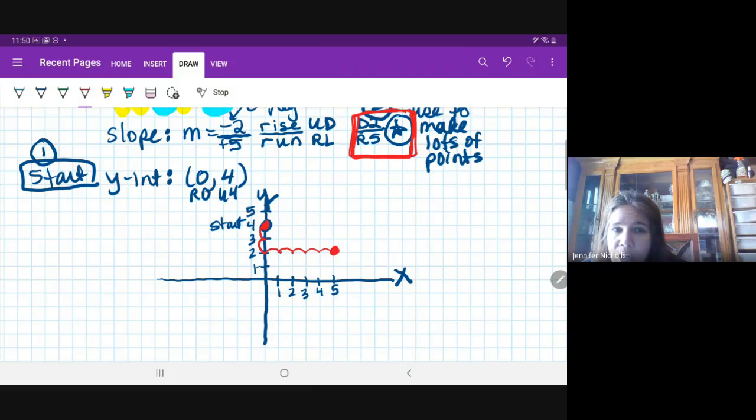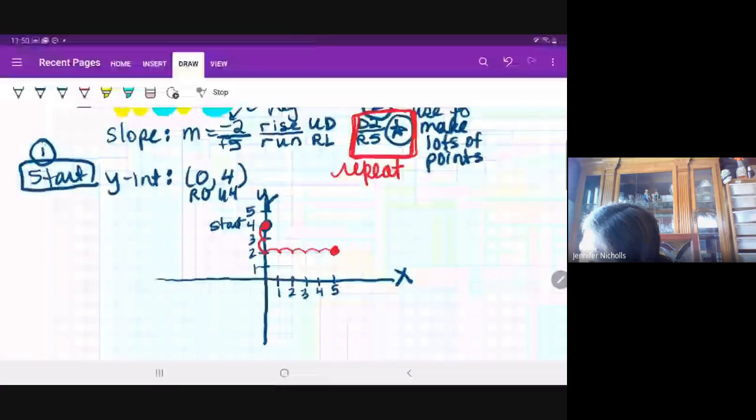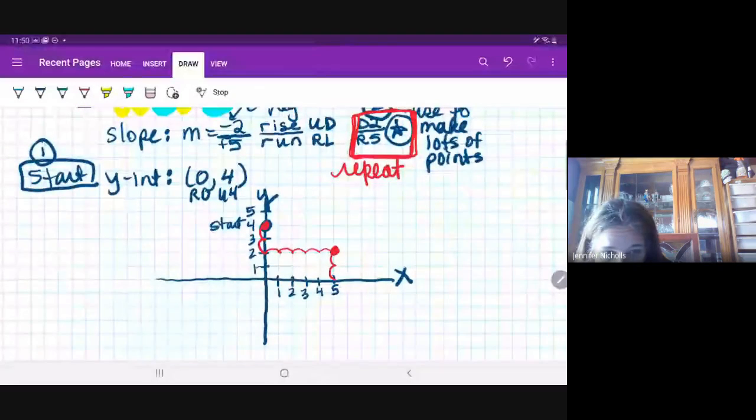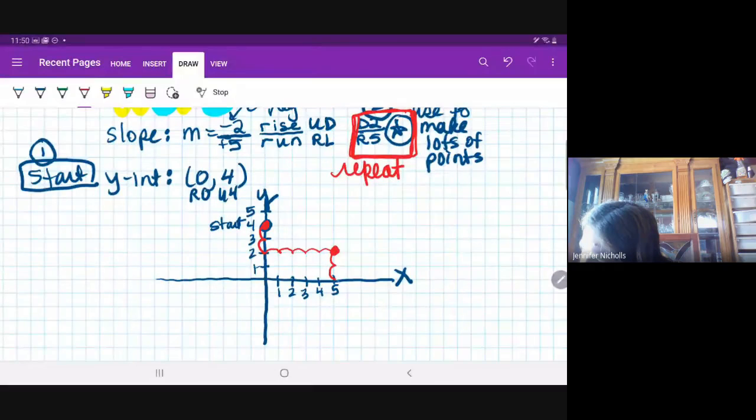So what you do is you repeat. So I'll put that here. You're going to repeat this down 2, right 5 again and again and again. But you have to find out where to start. So the number at the very end of the equation is where you start. Then you're going to go down another 2 loops. And then right another 5 loops. And then you put done.